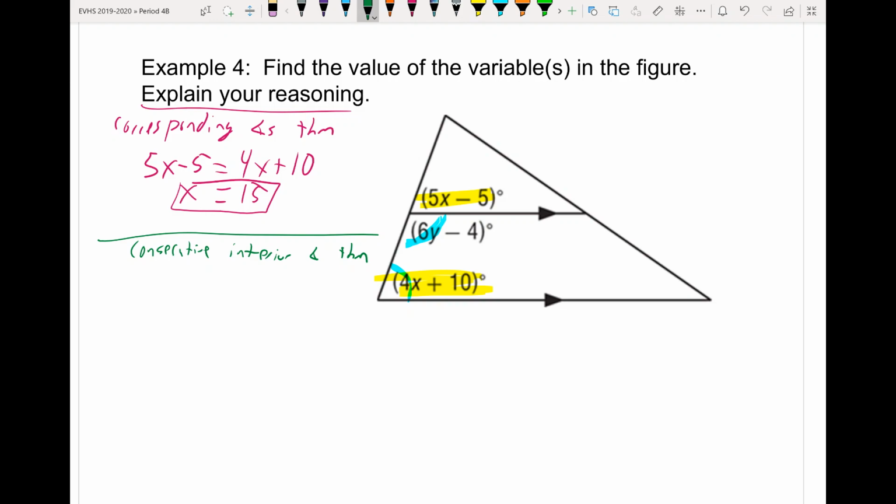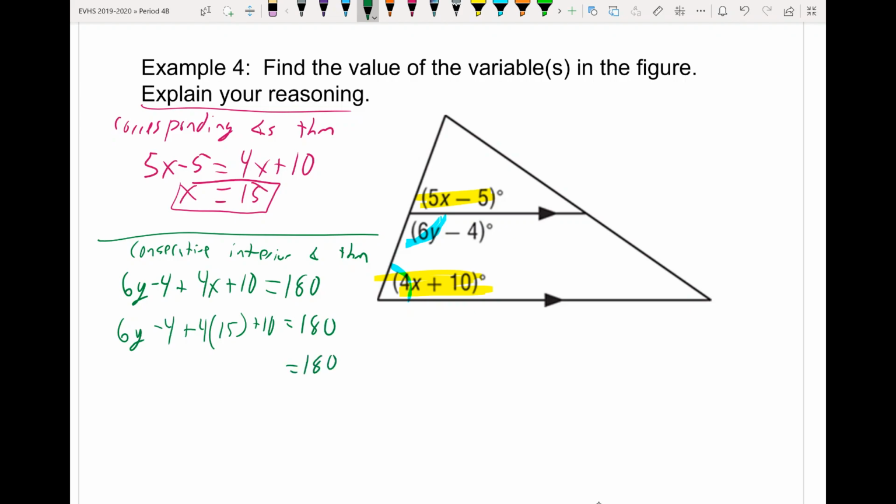So 6y minus 4 plus 4x plus 10 equals 180. Yeah, consecutive interior angles theorem is what it says. All right, but I got to plug in my x there. Okay, so how am I going to get rid of the x? Because I know that x equals 15. So 6y minus 4 plus 4 times 15 plus 10 equals 180. 4 times 15 is 60.